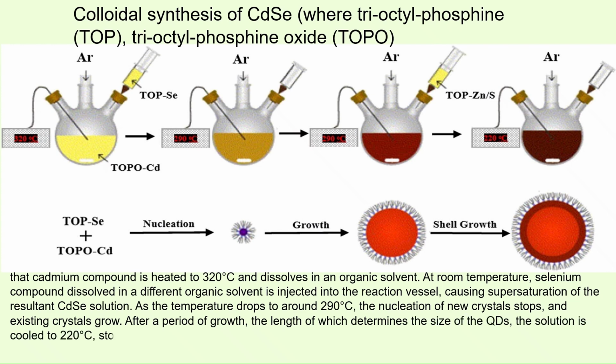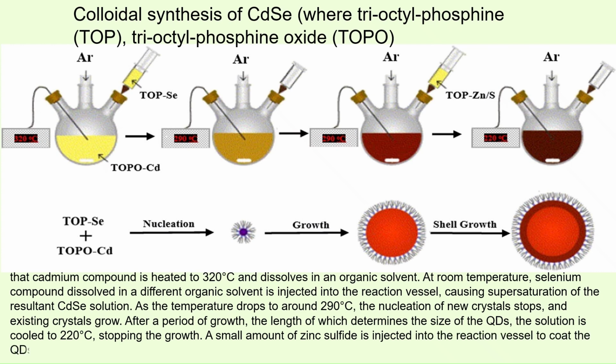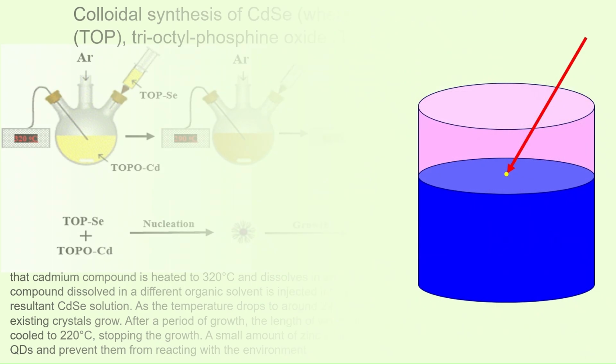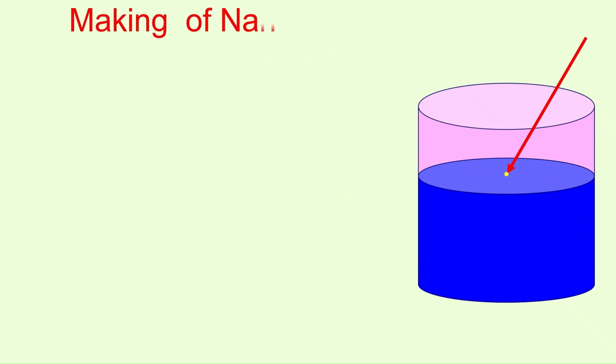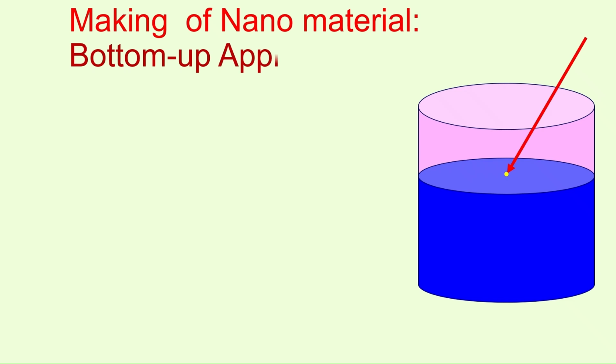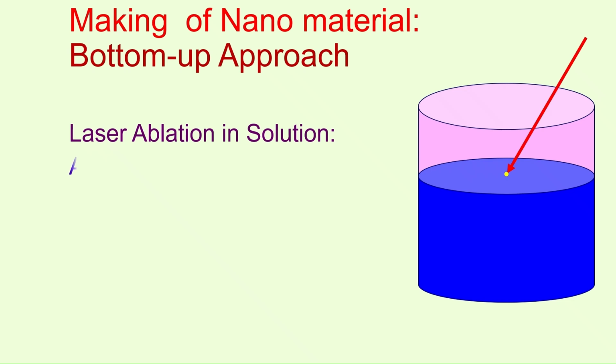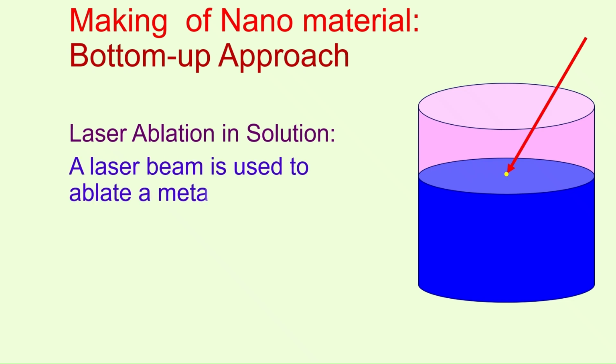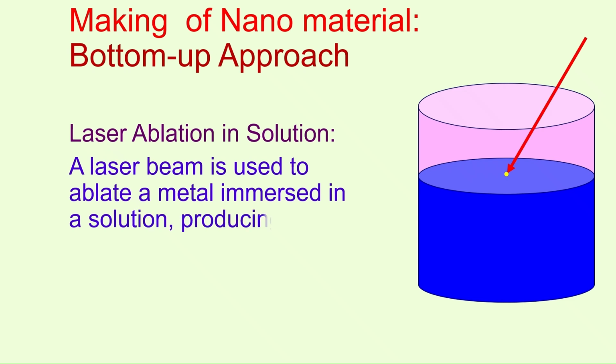After a period of growth, the length of which determines the size of the quantum dots, the solution is cooled to 220 degrees Celsius, stopping the growth. A small amount of zinc sulfide is injected into the reaction vessel to coat the quantum dots and prevent them from reacting with the environment. Laser ablation. In solution, a laser beam is used to ablate a metal immersed in a solution, producing nanoparticles.